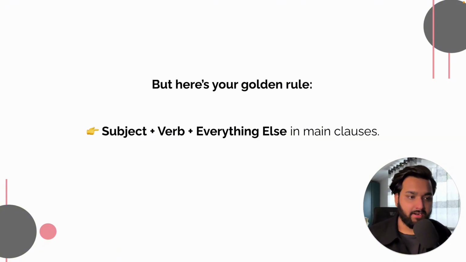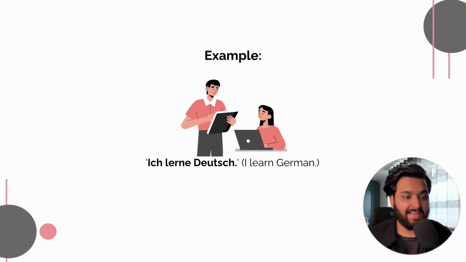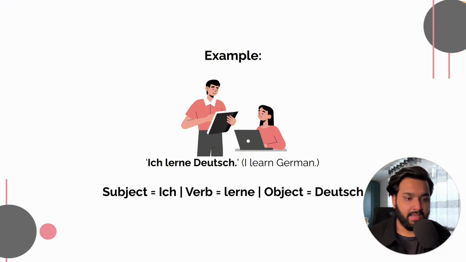Subject plus verb plus everything else in main clauses. Let's see an example. Ich lerne Deutsch. Ich lerne Deutsch. That means I learn German. As you can see, in this case, the subject was ich, lerne was the verb, and the object was Deutsch, okay? Subject plus verb plus object and then the rest of the sentence.